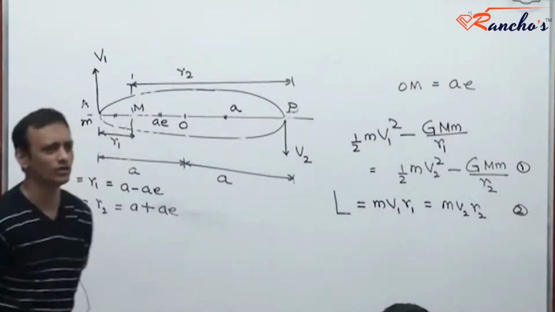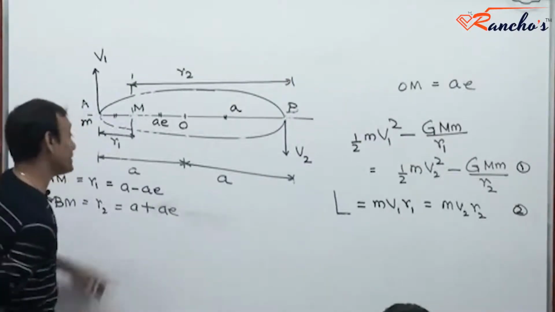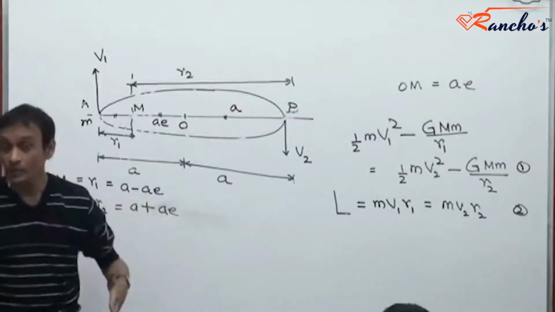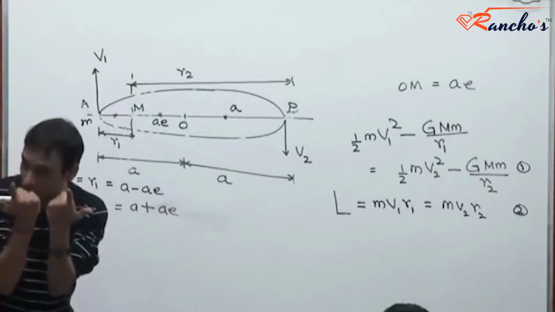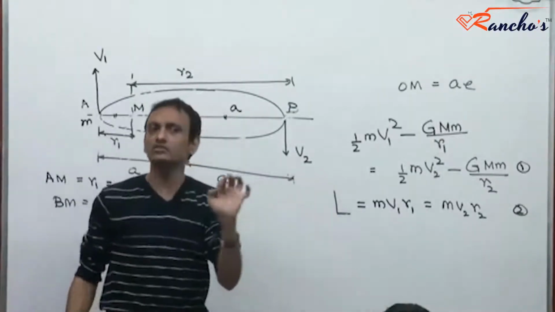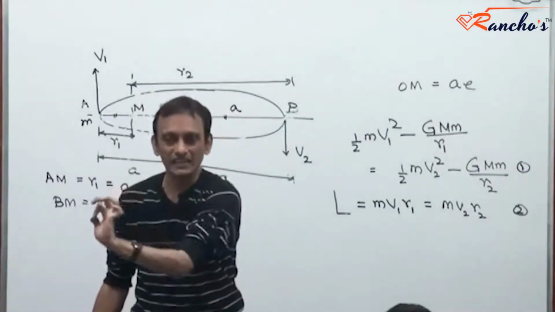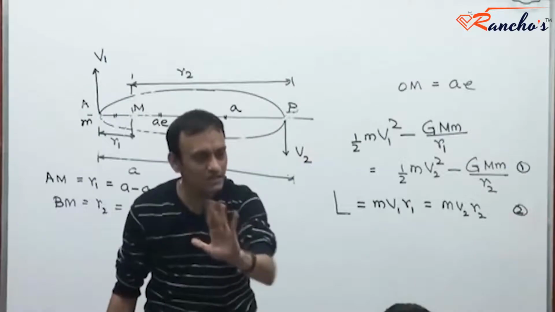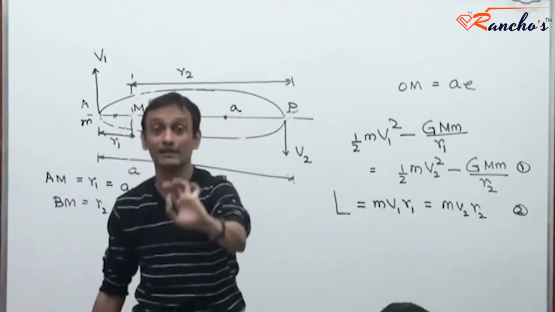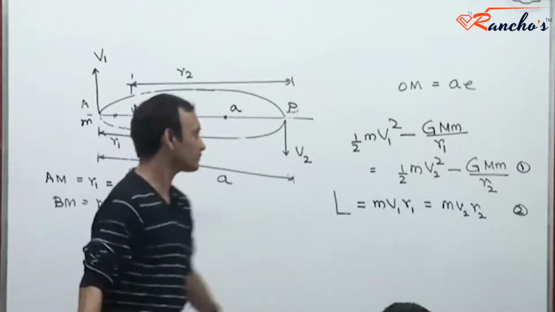If L is known in terms of R1 and R2, that means it's known in terms of A and E, the semi-major axis and the eccentricity of the ellipse. So essentially, I can solve for capital L, the angular momentum, in terms of small a and E. Are you all convinced about this?